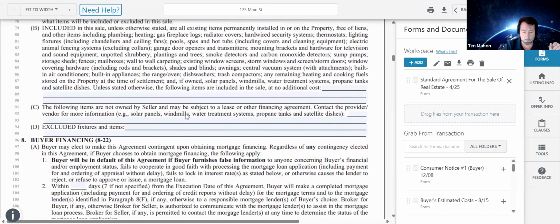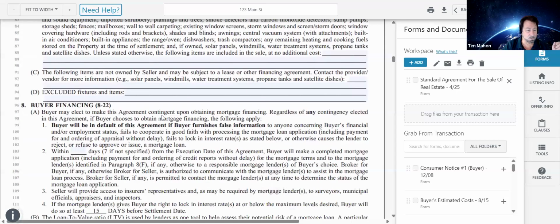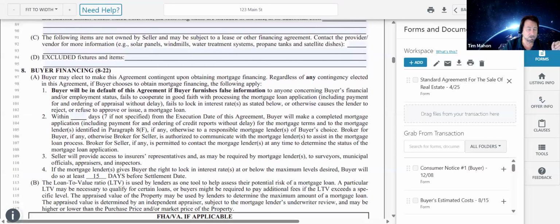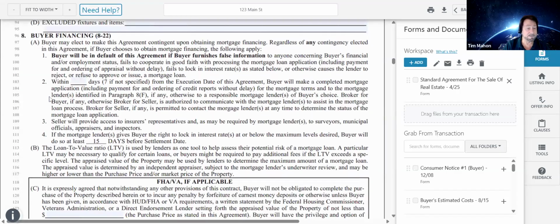All right. Buyer financing, this is an important one. Typically, the buyer is going to be doing financing. It says the buyer may elect to make the agreement contingent upon obtaining financing, regardless of any contingency elected in the agreement. If buyer chooses to obtain mortgage financing, the following applies. The buyer will be in default of the agreement if the buyer furnishes false information to anyone concerning their financial or employment status, or fails to cooperate in good faith. Within blank days, once again, here's the time is of the essence clause.